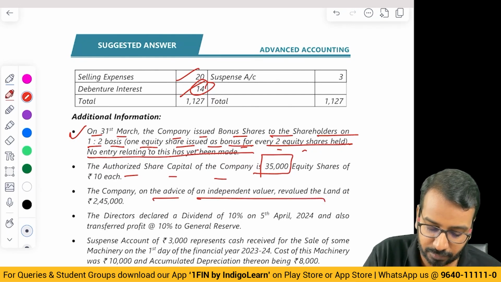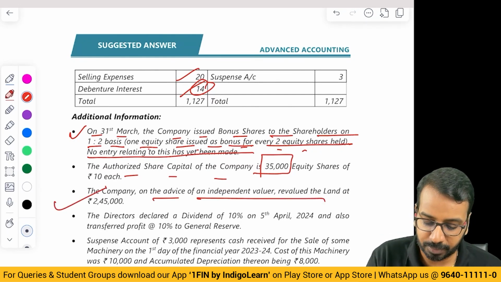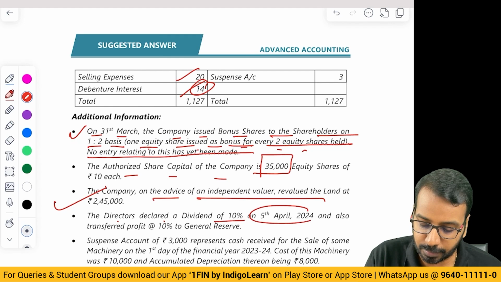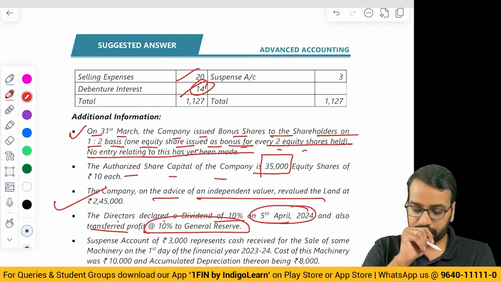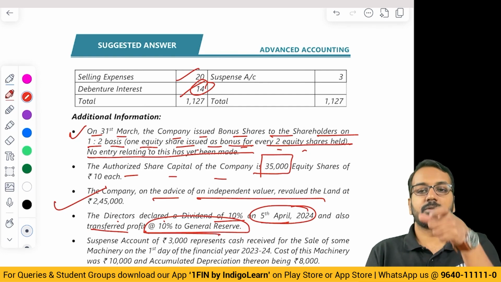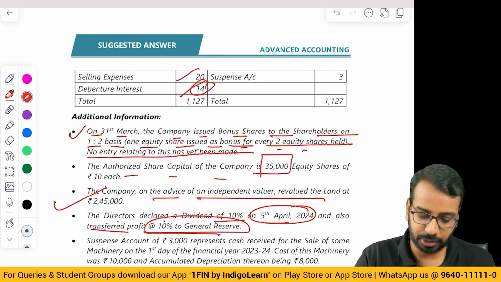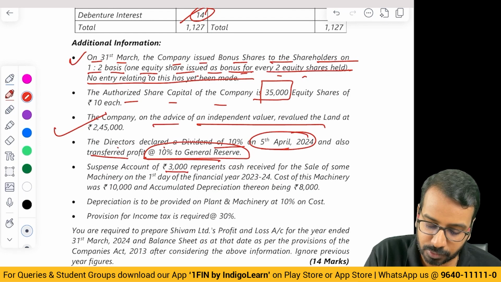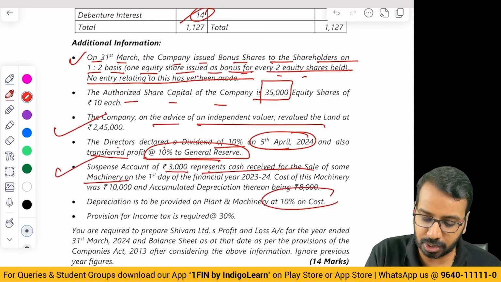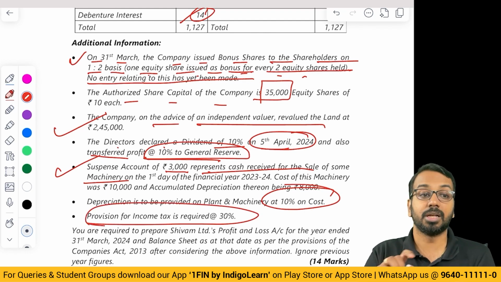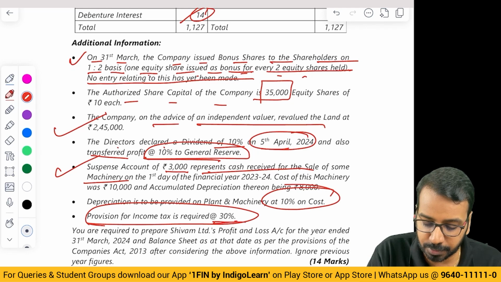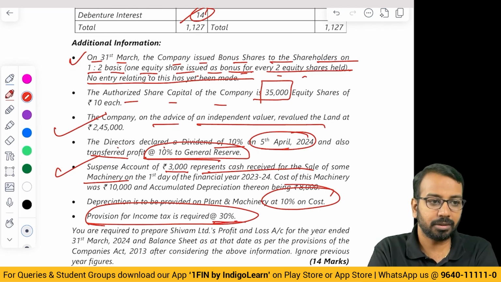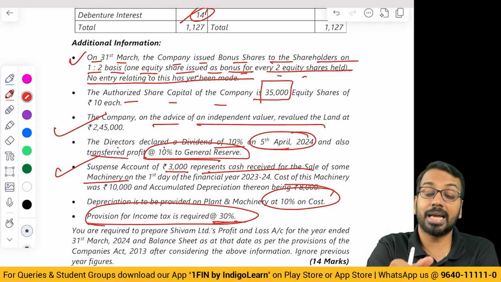Company on the advice of an independent valuer revalued land. We did the adjustment already. Directors declared a dividend of 5% on 5th April and also transferred profit at 10% to general reserve, meaning from the P&L account 10% has been transferred to general reserve. Suspense account represents 3,000 cash receipt for sale of machinery. Same thing we have done. Depreciation is 10%. Provision for income tax 30%. This was not there. So now what you have to do? After profit before tax, we have to provide 30% tax expense, and then calculate the profit after tax.